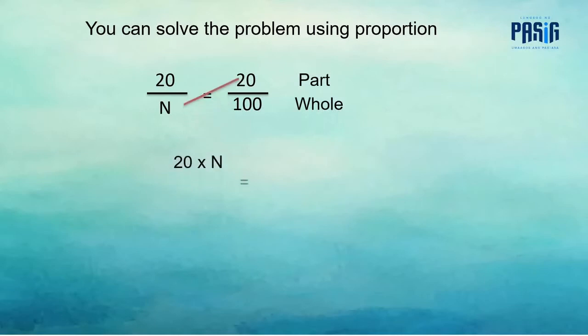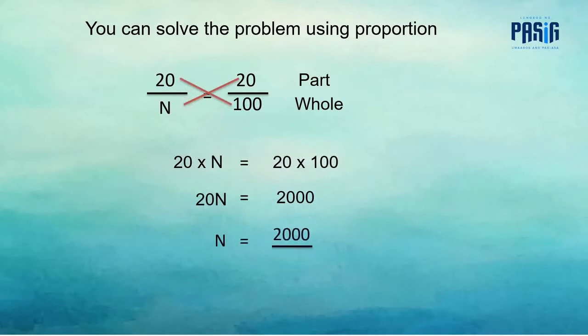20 times N equals 20 times 100. 20 times N is 20N. 20 times 100 is 2,000. Then divide. 2,000 divided by 20 is 100.